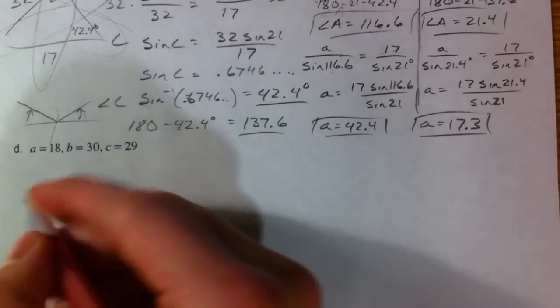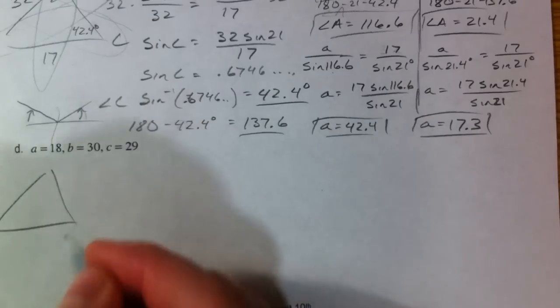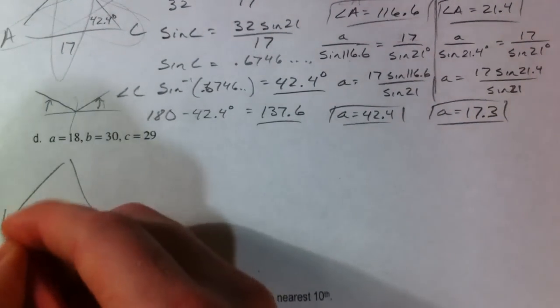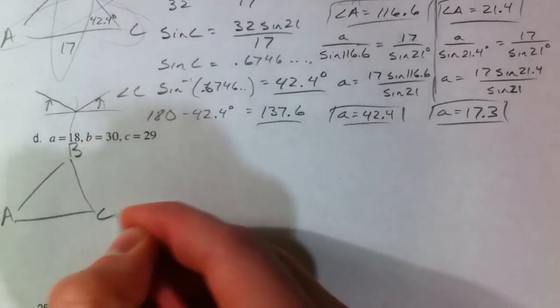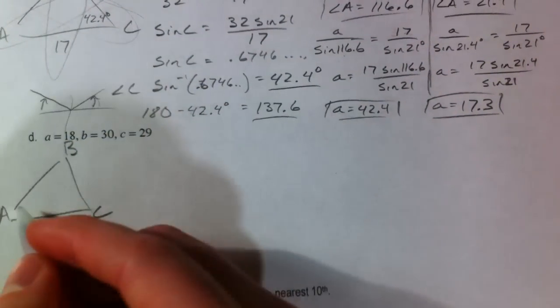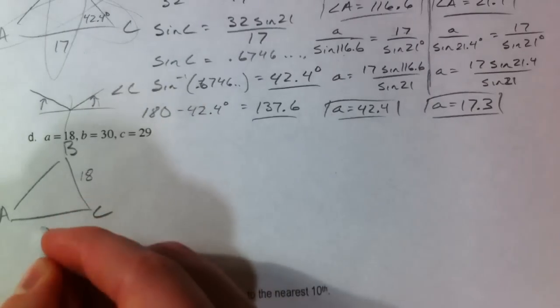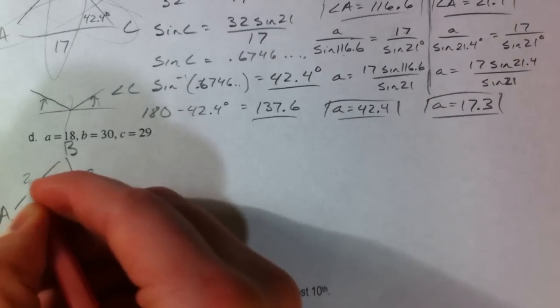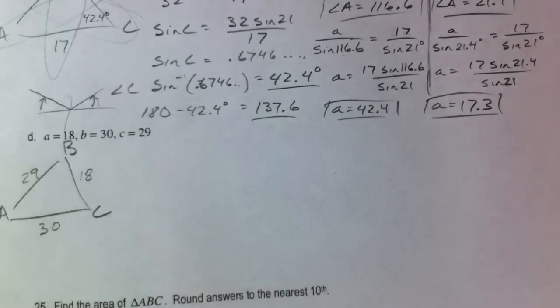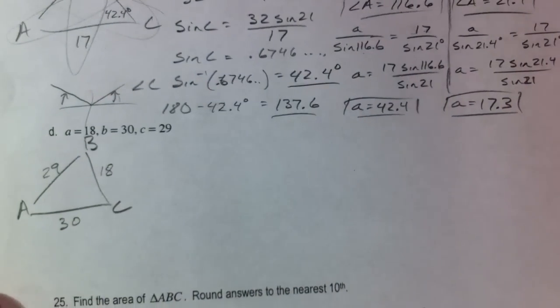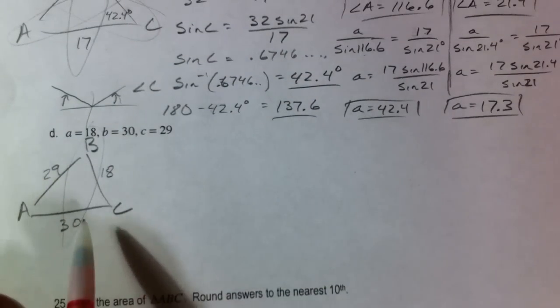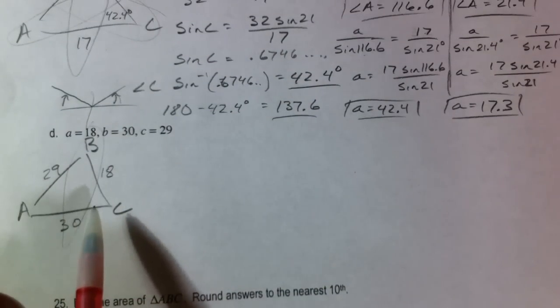Alright, one more solving the triangle problem, and then we will do a couple area ones. A is 18, B is 30, and C is 29. On this one, if we're going to use law of sines after it, find the biggest angle first. We have a side, side, side, and so we can't use law of sines.